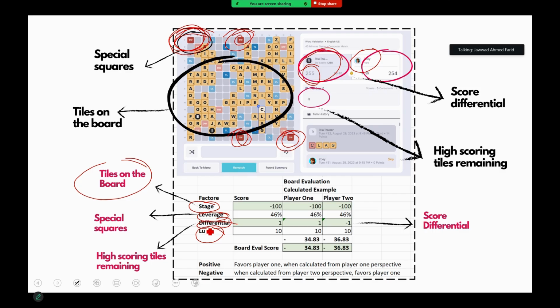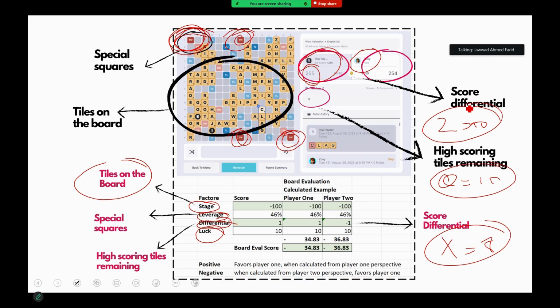Which ones of the highest scoring tiles are left? So for example, Z is 10 points, Q is 10 points, X is 8 points. How many of these high scoring tiles are left? And the reason why I say we link this to luck is because when the tile bag gives you a tile, it does that on a randomly generated basis.